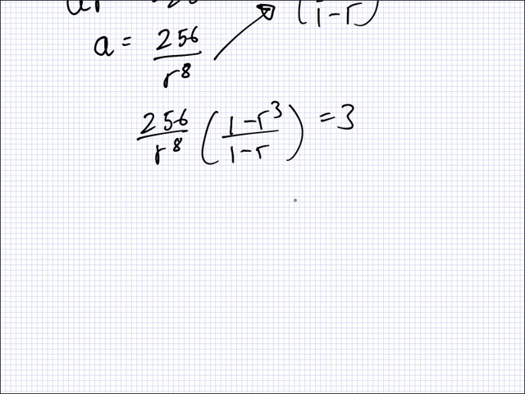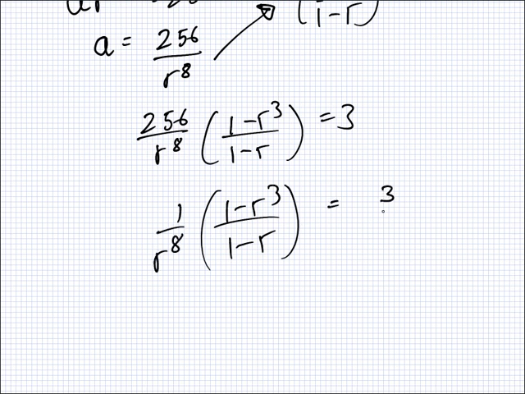Right, I want all the numbers on one side at least and the r's on the other side, so let's at least do that. So sorry, I'll just go back. 1 minus r cubed over 1 minus r, and then here there's a 1 over r 8, and this is a 3, and this is 256.